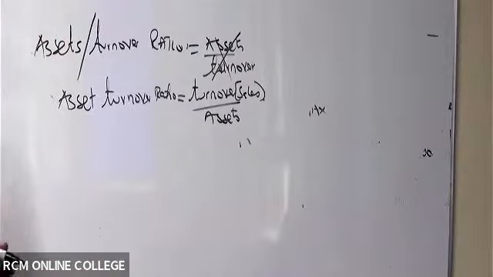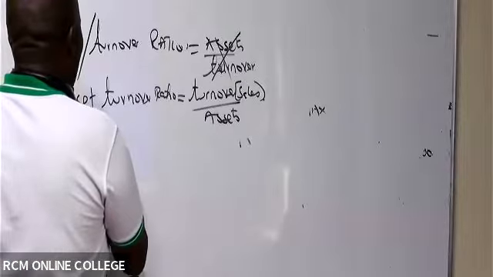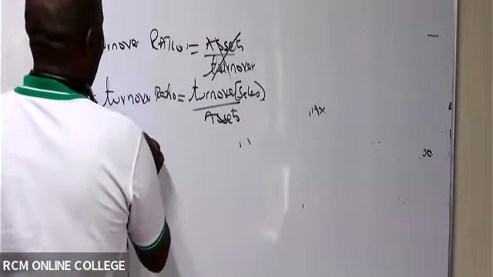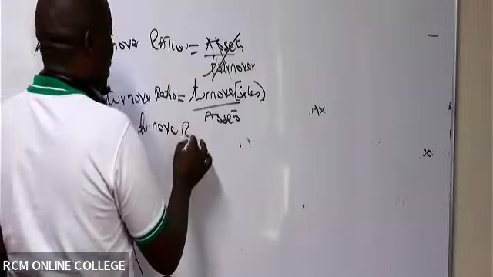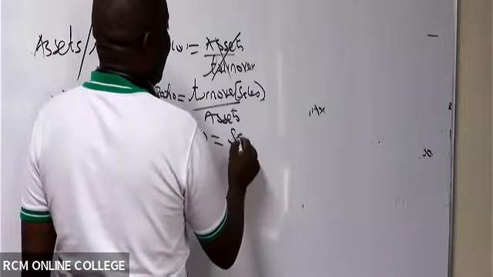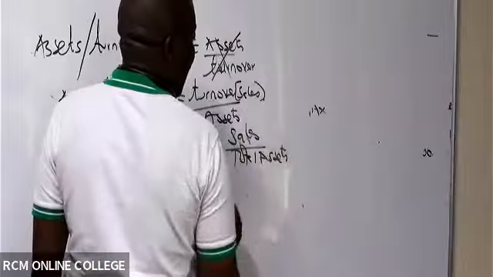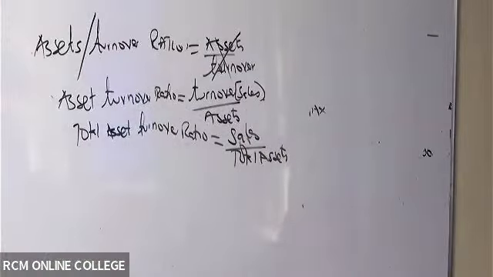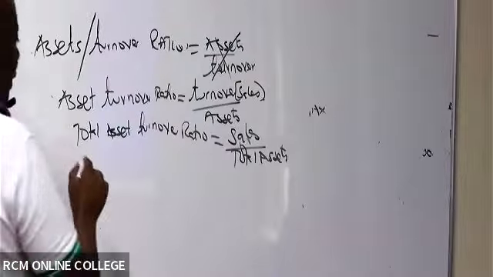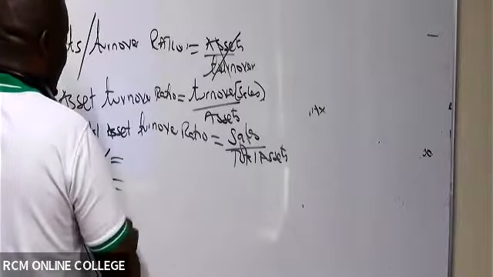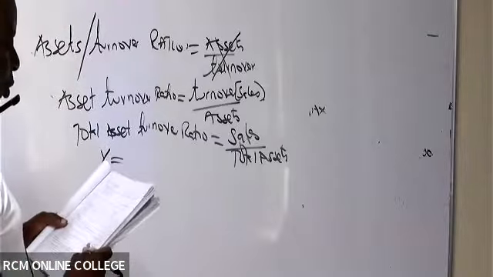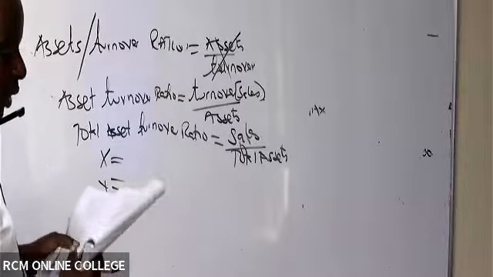In most cases, the examiner will tell you which assets turnover ratio they want you to compute. If they tell me they want total assets turnover ratio, then I will take sales over total assets. I will go ahead to compute the total asset turnover ratio for each one of them, for X and for Y. So in this case, are you able to see the sales figure for X?